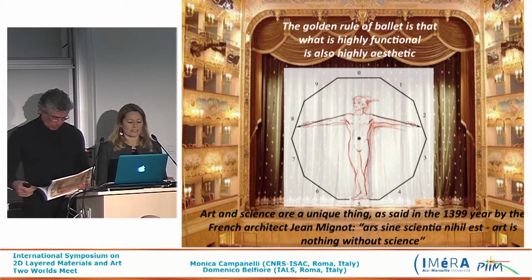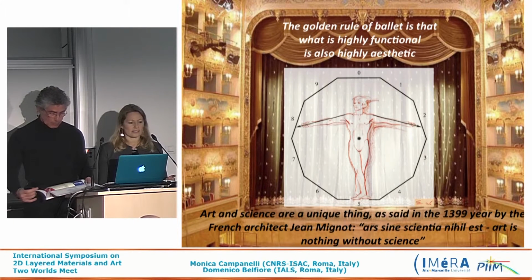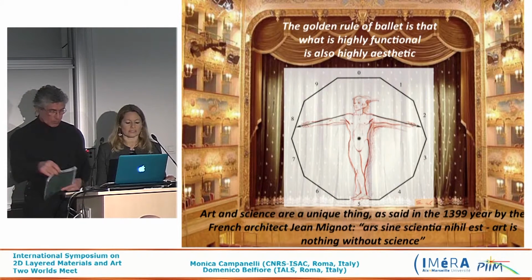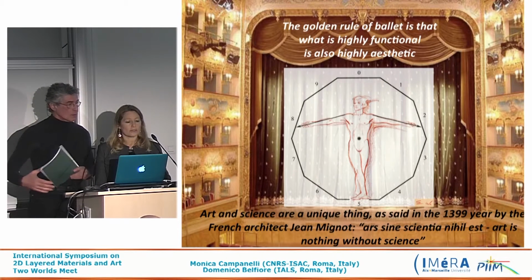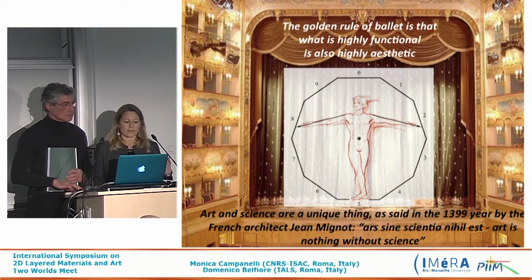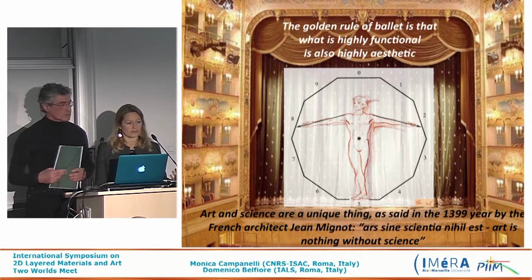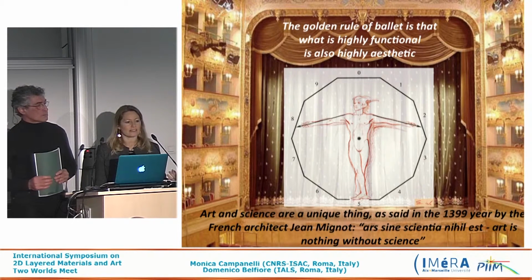Art and science are a unique thing, as said in 1319 by the French architect Jean Mignon. Ars sine scientia nihil est. Art is nothing without science. You can see in the center a man, a dancer, in the fifth position inside the decagon.